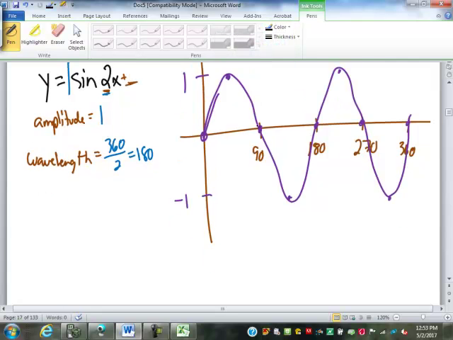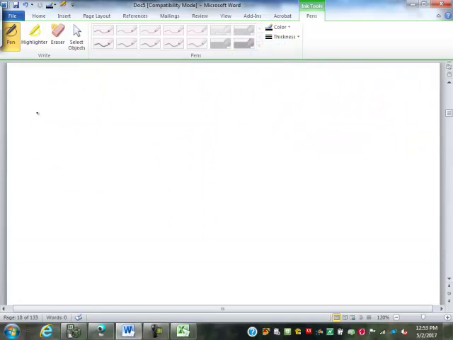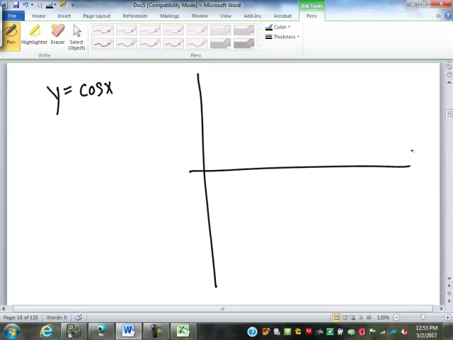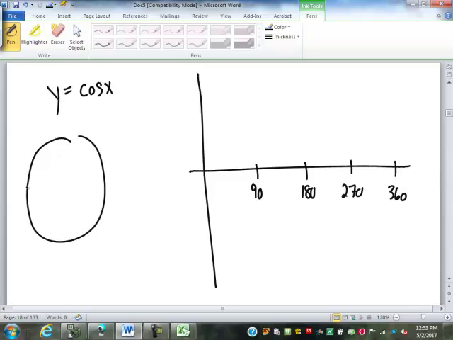A little wrinkle from yesterday. What if I throw in y equals cosine x? Not quite. Remember, this is all off that unit circle. Cosine is this length right here.